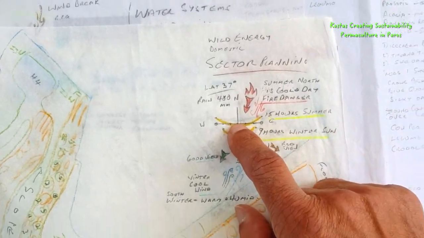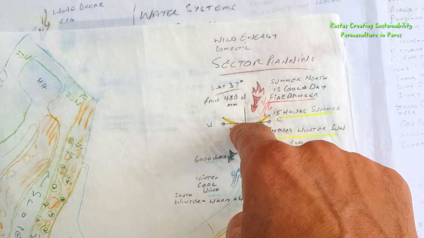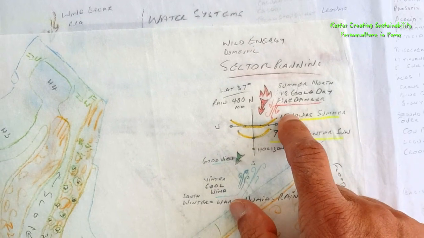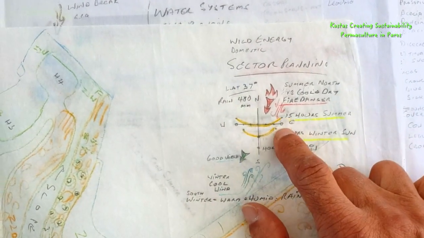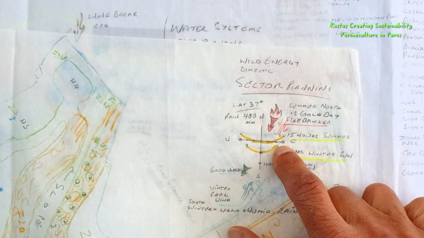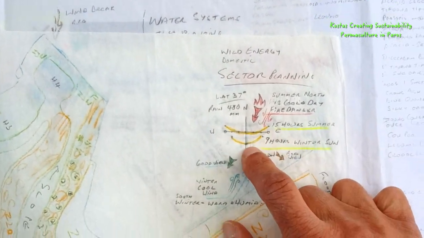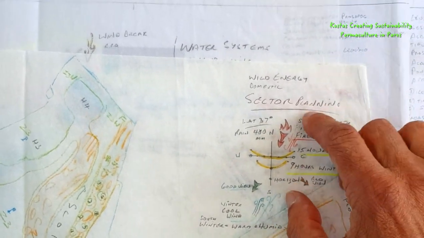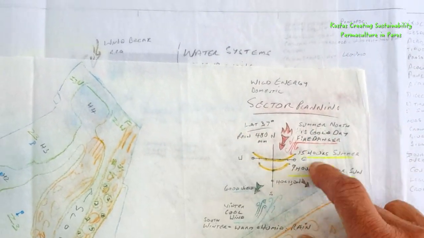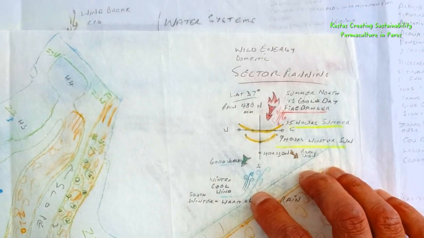The midday sun is right above you because this is you. It's where you stand. So the midday sun comes practically overhead and then back over to the horizon. And here, because of the arc of the earth, the sun angle is lower and only 9 hours in the day. I've plotted the fire dangers and the winds for summer and the cool winds and direction for winter.